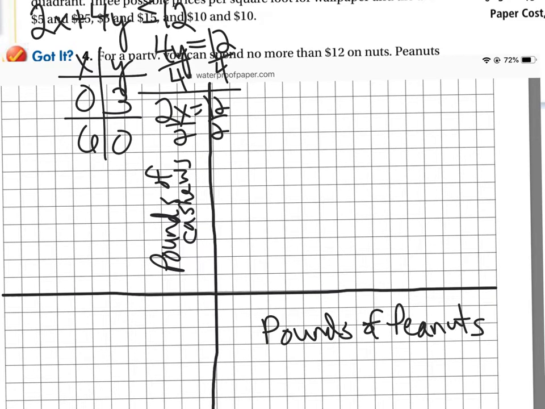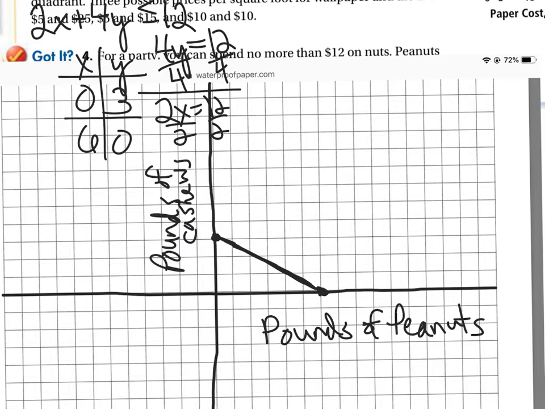Okay, so we found some possible points on our boundary line, (0, 3) and (6, 0). Since this was no more than, so we had less than or equal to, we're going to have a solid line rather than a dotted line here.